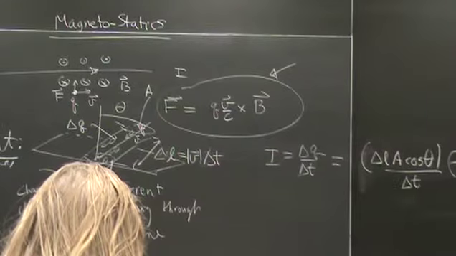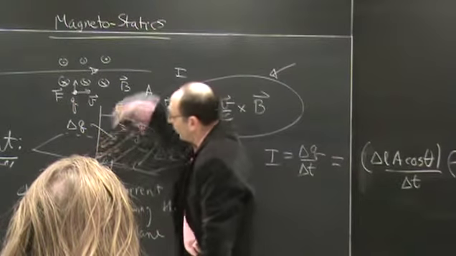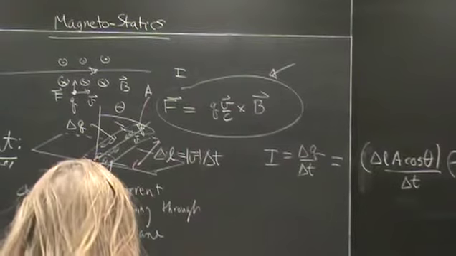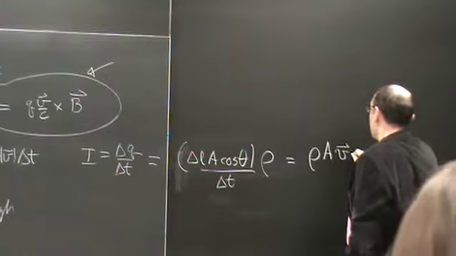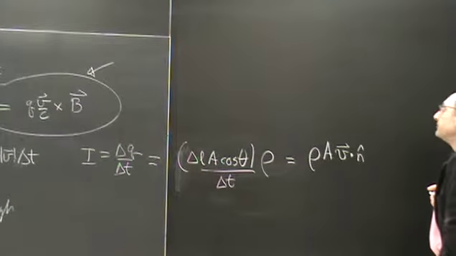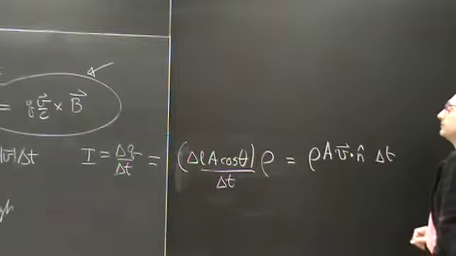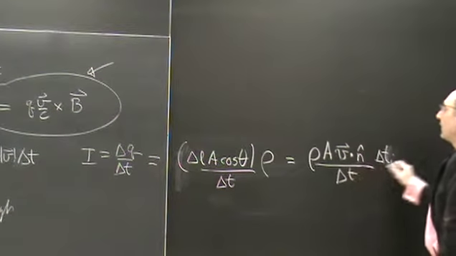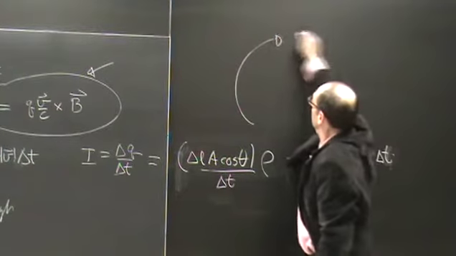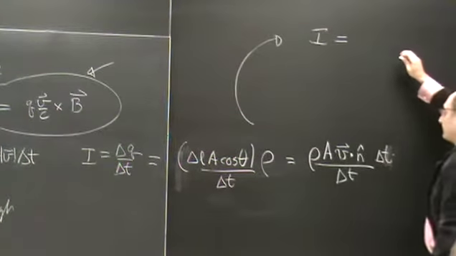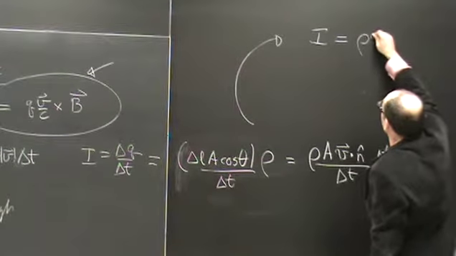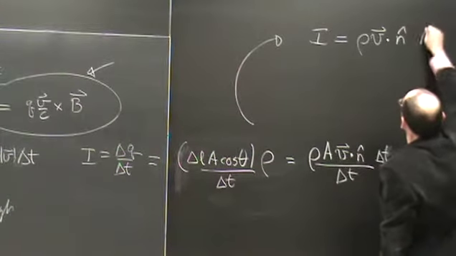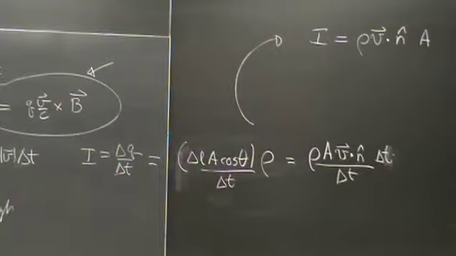So if theta is 90 degrees, there's no current flowing through this plane, right? We can rewrite this as rho A v dotted into the normal, that's the cosine theta, times delta t. So this is my delta L times n over delta t, and the current is equal to rho v dot n hat A. Okay?